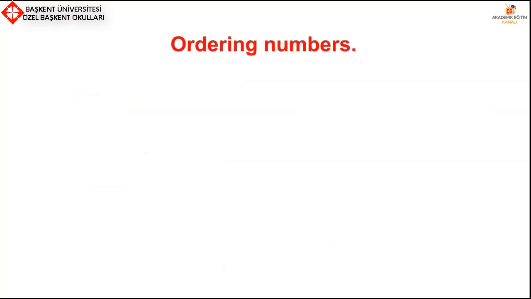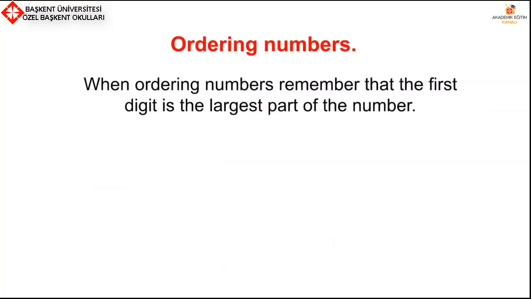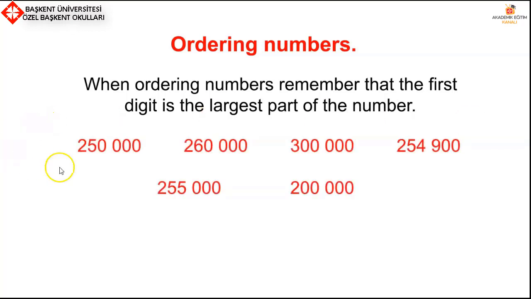So let's look at ordering numbers. When ordering numbers, remember that the first digit is the largest part of the number. So we've got these numbers: 250,000, 260,000, 300,000, 254,900, 255,000 and 200,000. So let's look at putting these numbers into order.